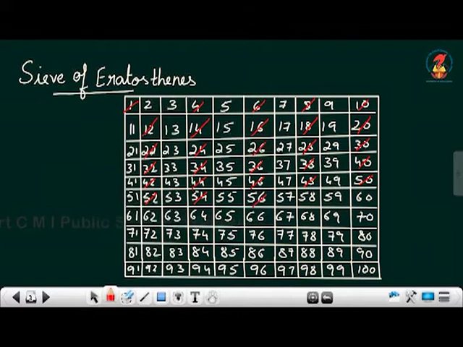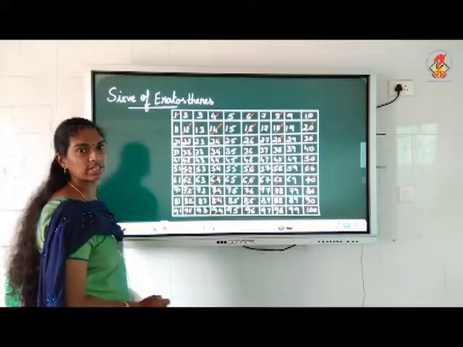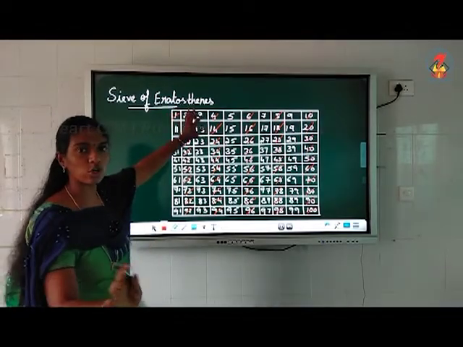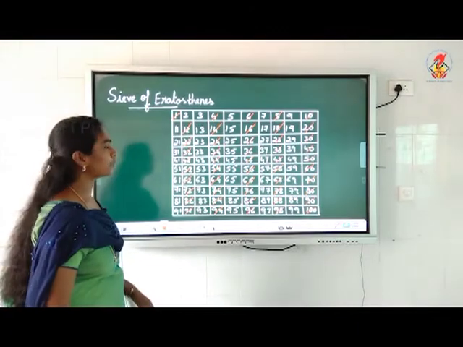Cross out all the multiples of 2. 52, 54, 56, 58, 60. 62, 64, 66, 68, 70, 72, 74, 76, 78, 80. All these are multiples of 2. All the even numbers are multiples of 2. 82, 84, 86, 88, 90, 92, 94, 96, 98, 100. All the multiples of 2. Leave 2, cross out all the multiples of 2 because 2 is a prime number.